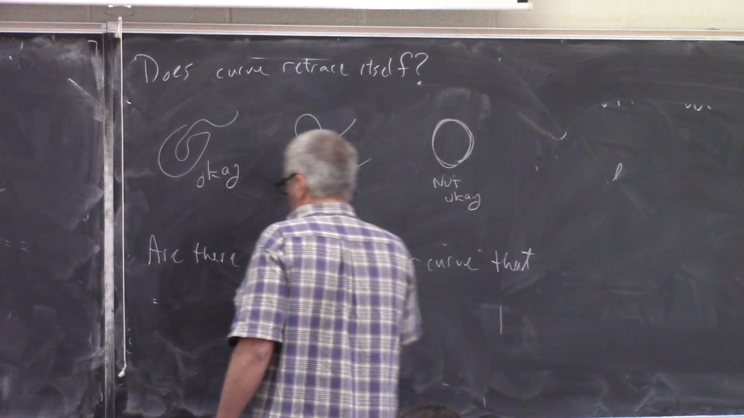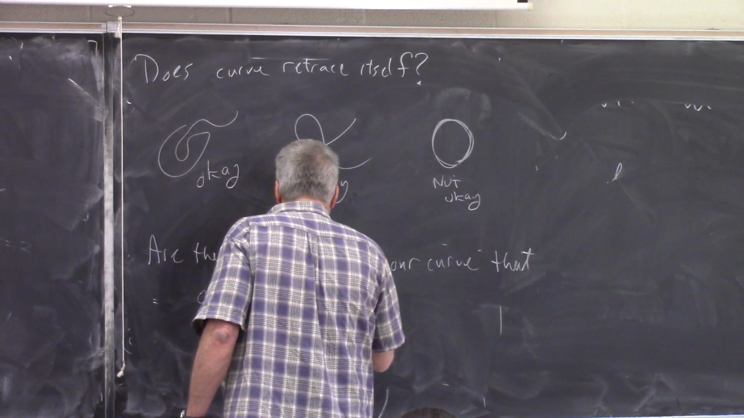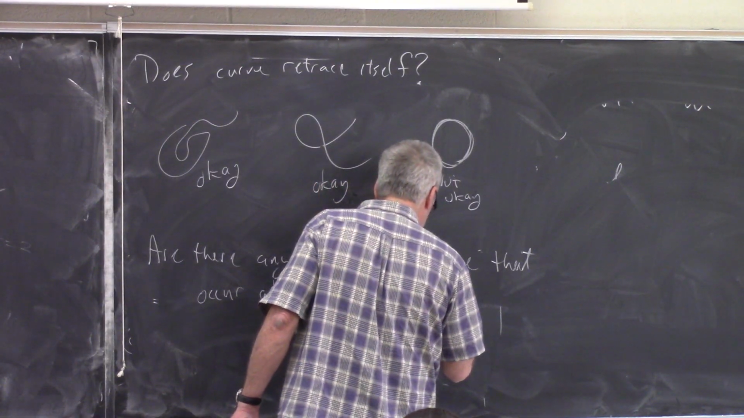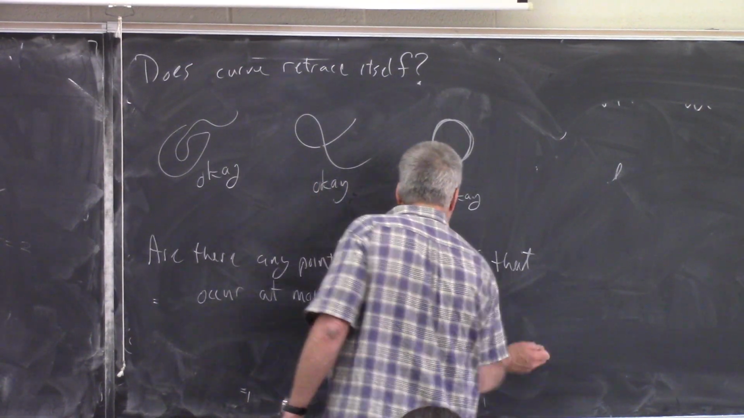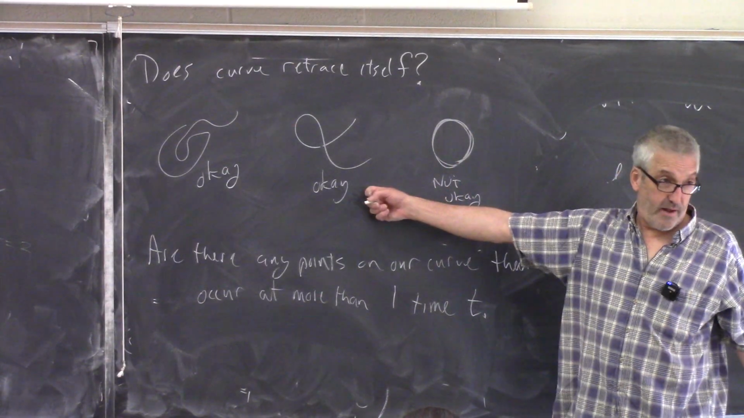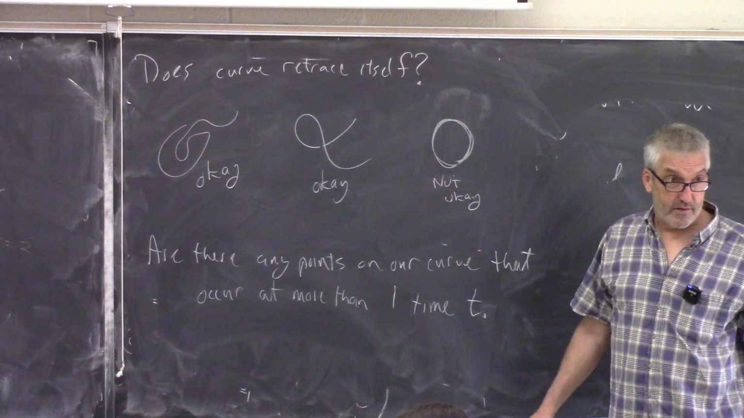So any points that occur at more than one time value. If there are, then we'd have to do some more checking. It could be this, in that case would be okay. It could be this, in that case we're not okay. The curve would be retracing itself.